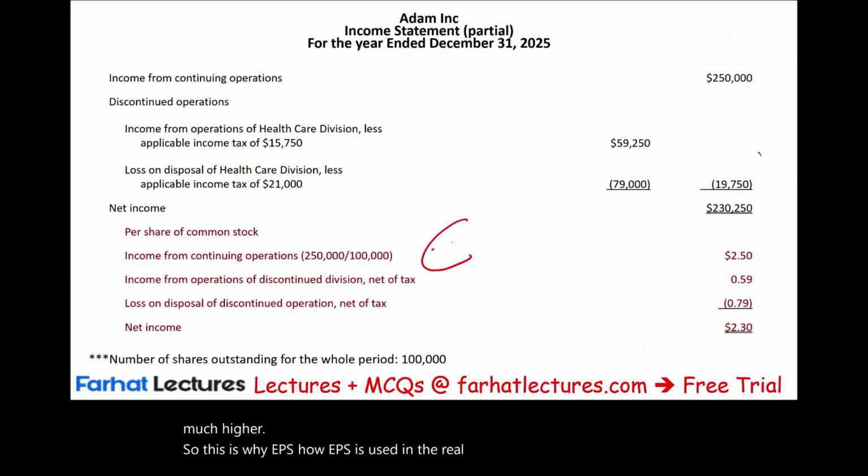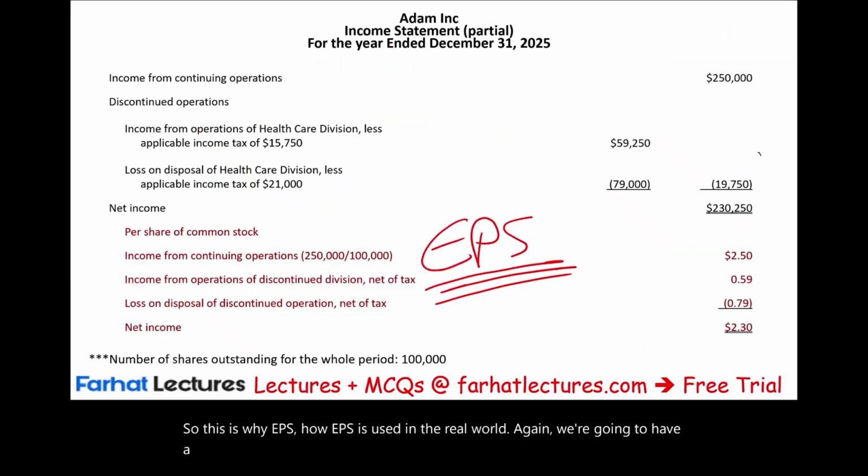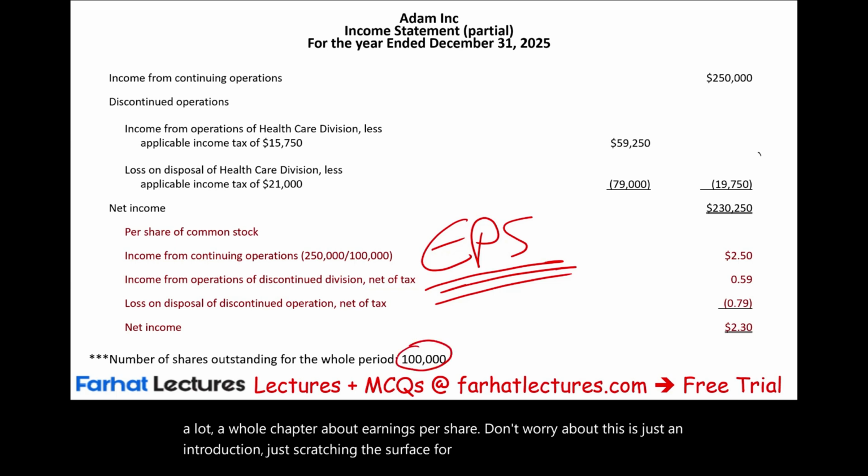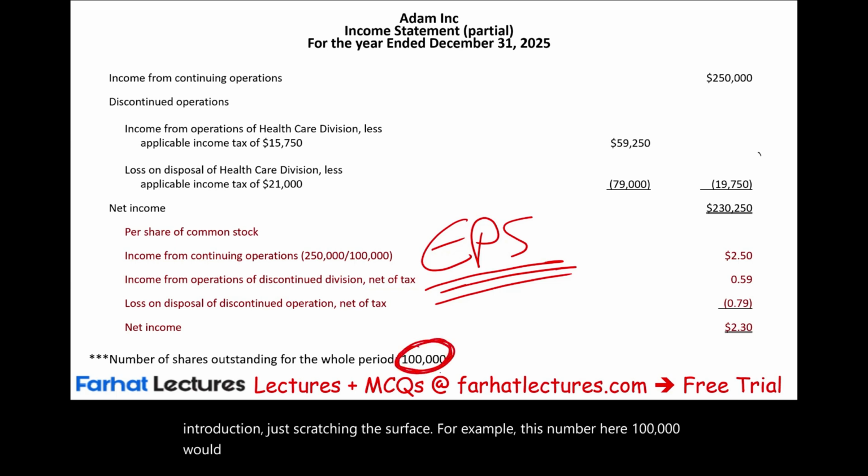Again, we're going to have a whole chapter about earnings per share. Don't worry about this. This is just an introduction, just scratching the surface. For example, this number here, 100,000, we'll have a few sessions on how to compute this. This is given to you. It's simple, but that's not the case. And we're going to have basic earnings per share, diluted earnings per share, many topics to think about. This is just the beginning.